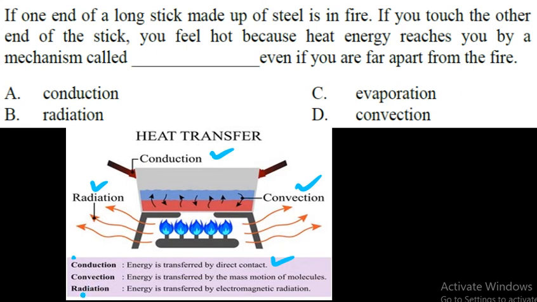The third one is radiation. Radiation is energy transferred by electromagnetic radiation through vacuum or air. The best example is the sun. The sunlight reaches the ground and it gives us heat, that is by radiation. So this time it says, if one end of a long stick made of steel, remember it is made of steel, it's iron, you know, is in fire, at the other end you will feel hot because the heat transfers through conduction. So the answer will be A.